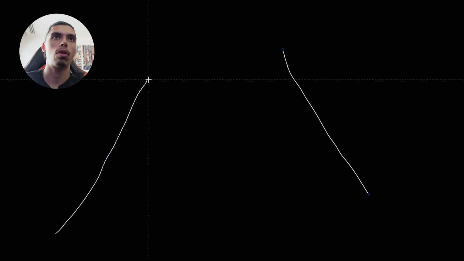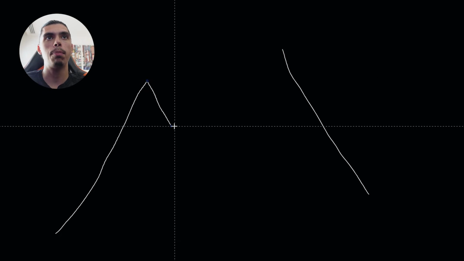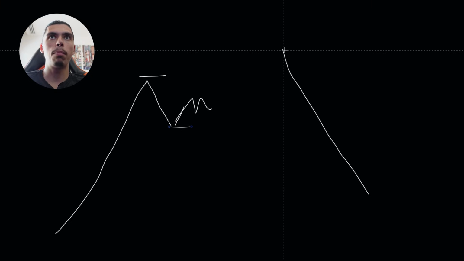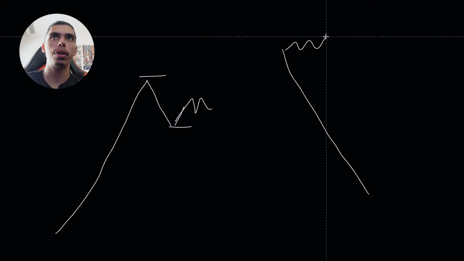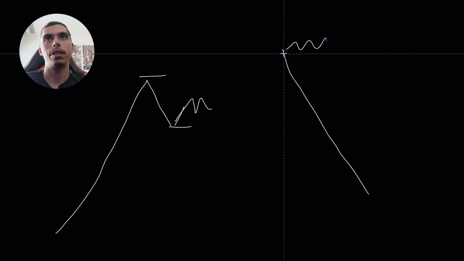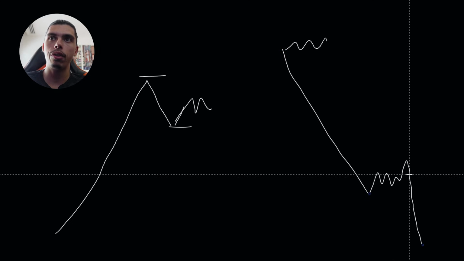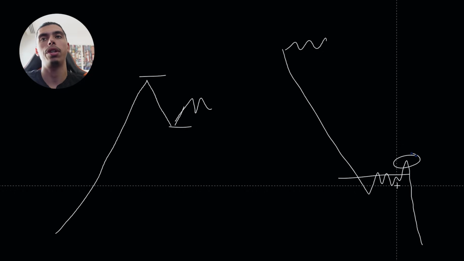What do I mean by lack of structure? We need to have a high put in and a low put in. When there's a lack of these highs and lows, that is where we are most likely going to have a small structural point. Let's say this is in a downtrend here. That small structural point is going to be liquidity grabbed, and then we're going to go. That is the liquidity grab.